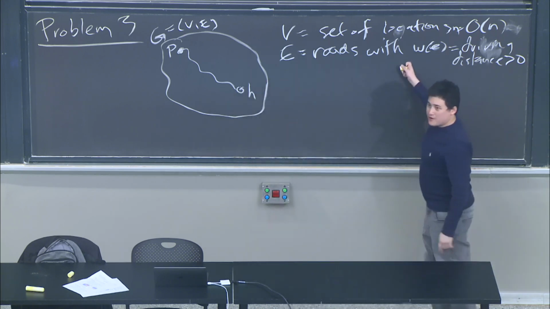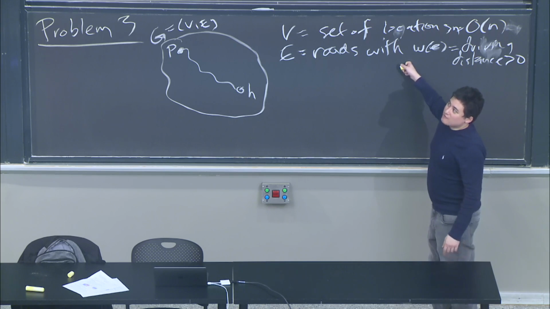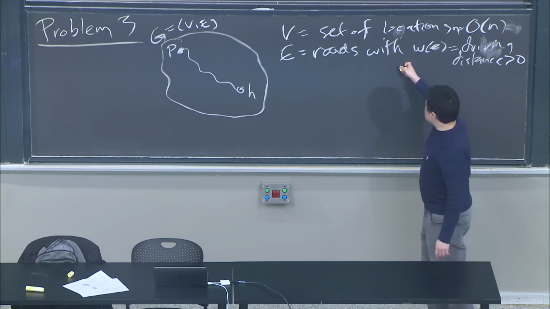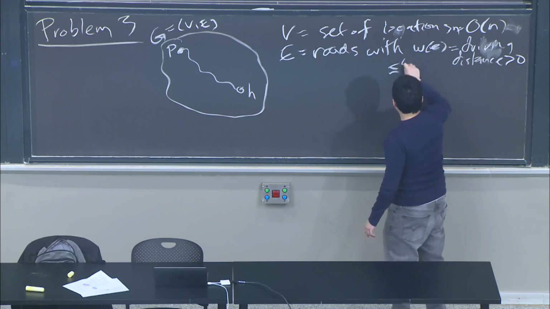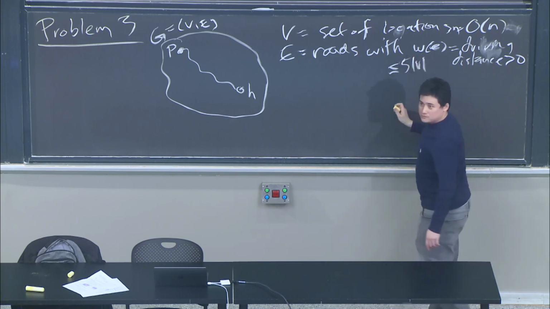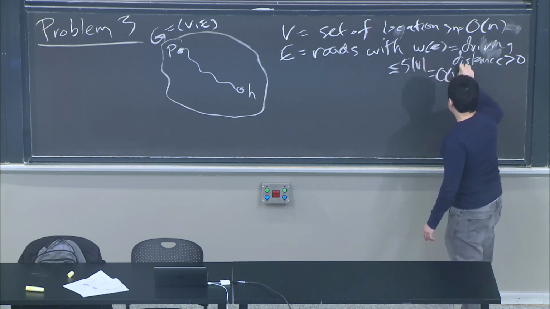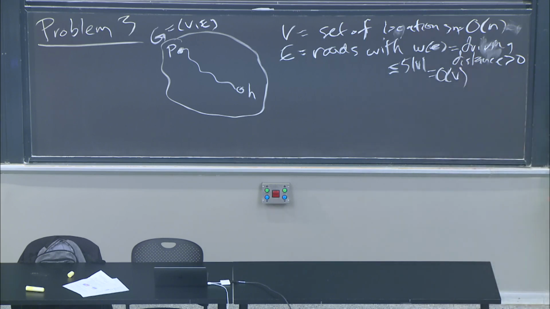How many edges do I have in my graph? I have at most 5 per vertex, right? So this is upper bounded by 5 times V, which is order V. Okay, so I have an order V size graph. That's a good thing. Order n, because n is the number of vertices.